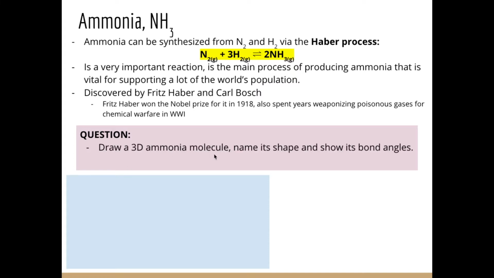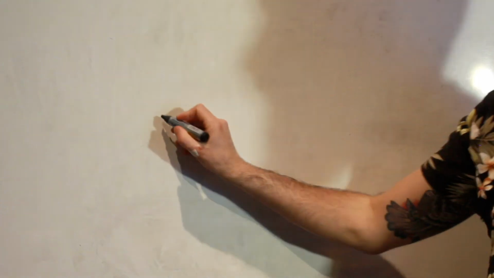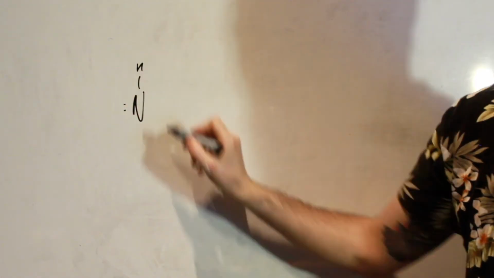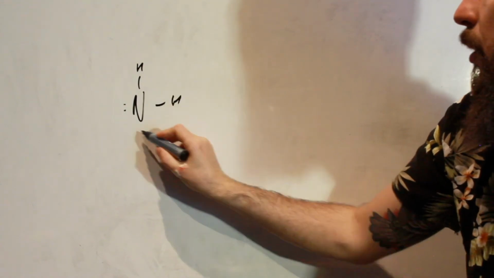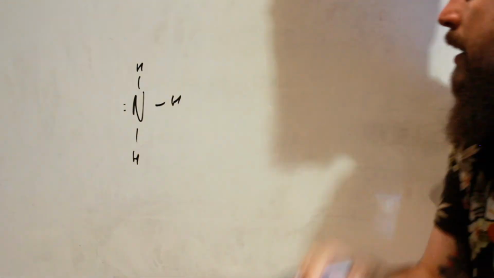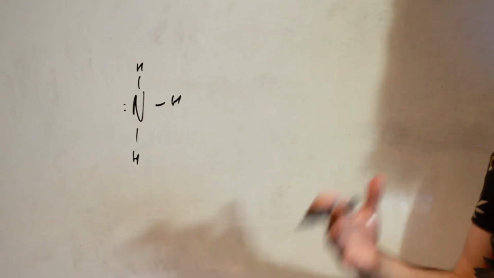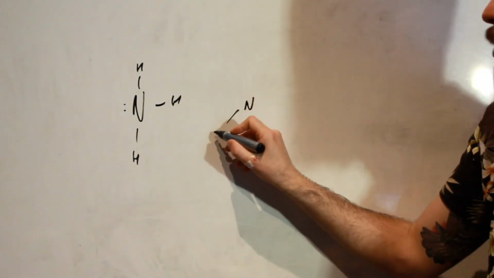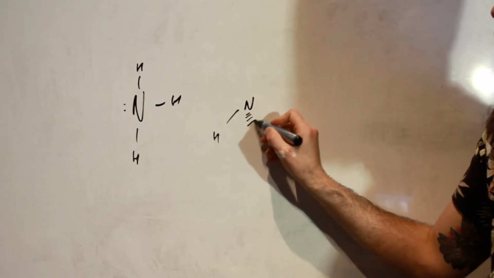Can you draw a 3D ammonia molecule, name its shape, and show its bond angles? Pause, do those 3 things, and check it now. Ammonia, NH3, is going to have a lone pair of electrons. It's got one bond with a hydrogen, another bond with a hydrogen, another bond with a hydrogen. In 3-dimensional space, this is going to be trigonal pyramidal.